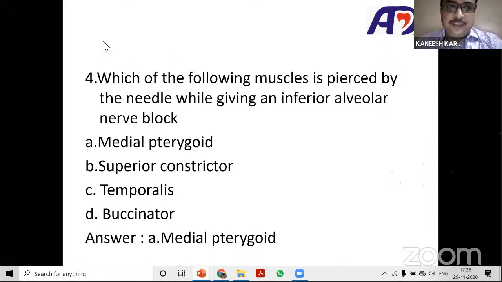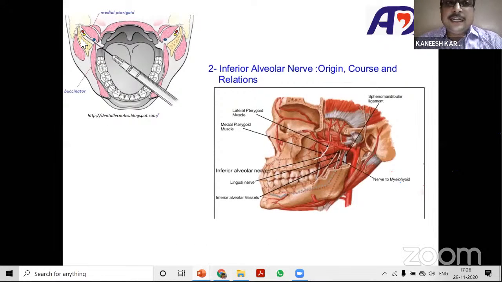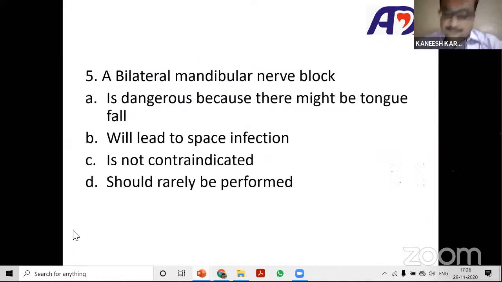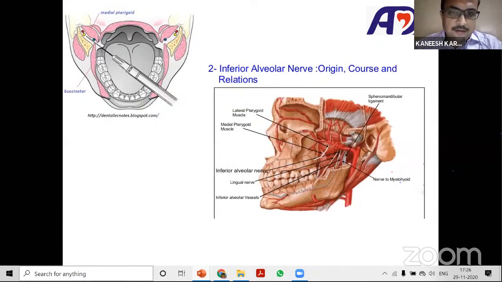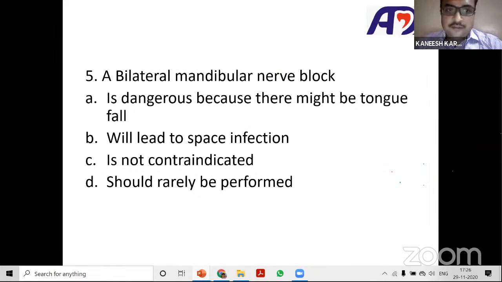I'll tell you. See, we give the inferior alveolar nerve block in the pterygomandibular space. Okay, the pterygomandibular space is this space which has the mandible, the medial aspect of the ramus of the mandible laterally, and the medial pterygoid medially. So we pierce that muscle only when we are giving the inferior alveolar nerve block. Okay, it is medial pterygoid. Of course, we'll be seeing this pterygomandibular space a lot of times, so you can revise that.